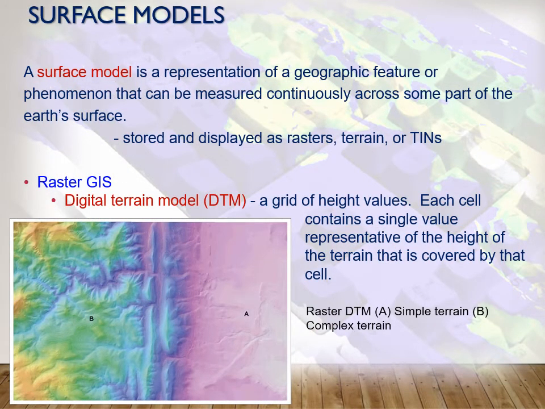Now, in addition to raster and vector data, well, actually these are raster and vector data, I want to talk a little bit about other kinds of data models. A surface model is basically a representation of a continuous data set that's on the Earth's surface. Elevation is the most common surface model. We could have a digital terrain model, which is basically a grid of height values, and you can create hill shades or slope from those things.